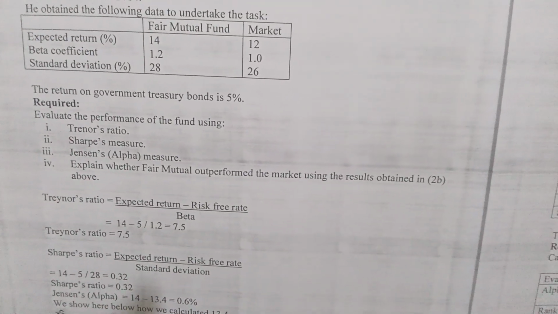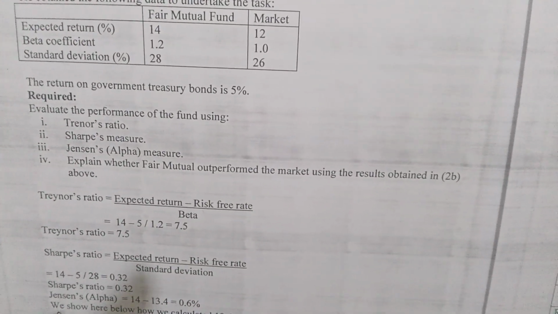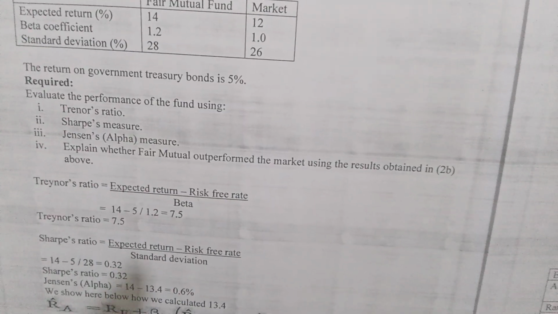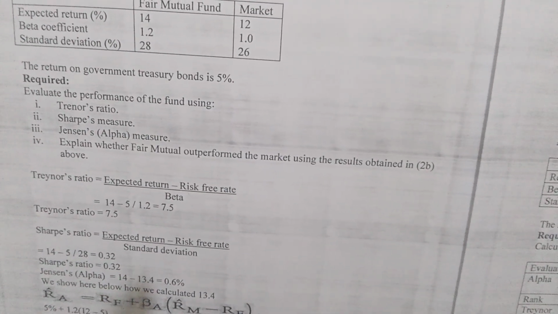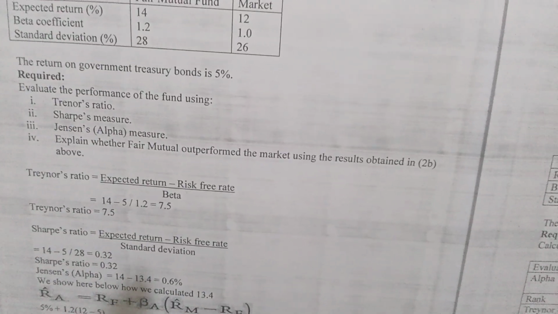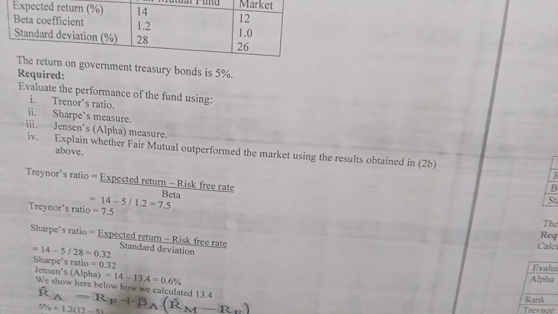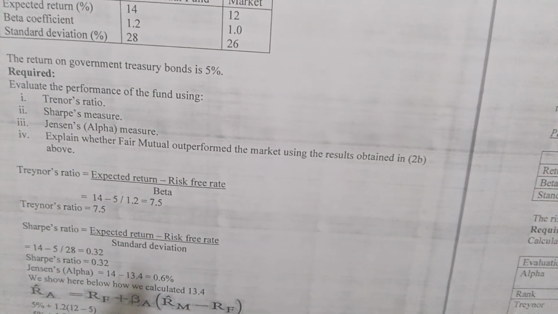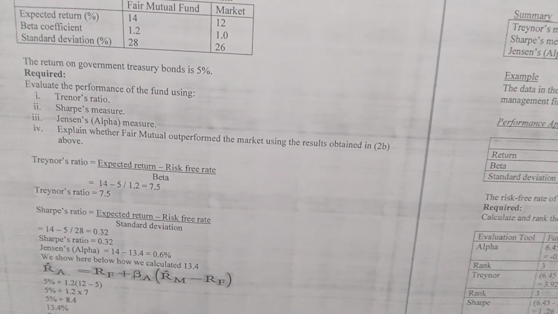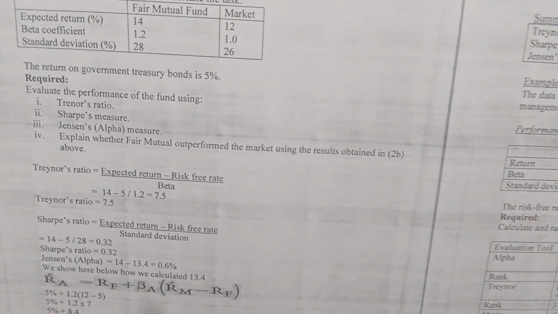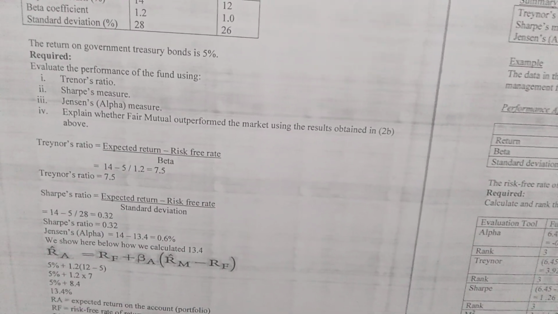Required, evaluate the performance of the fund using: 1. Treynor's ratio, 2. Sharpe's measure, 3. Jensen's alpha, and then 4. Explain whether Fair Mutual outperformed the market using the results obtained in 2B above.